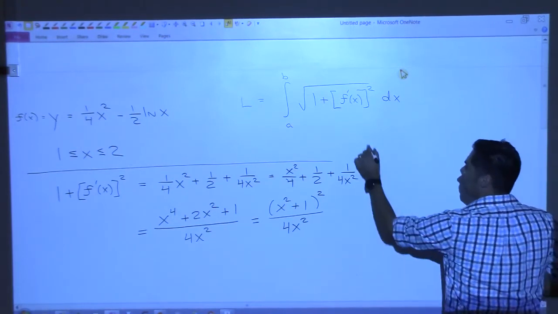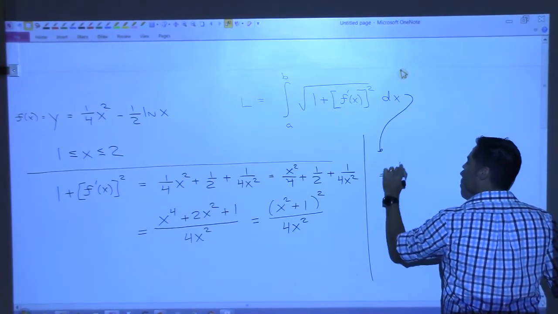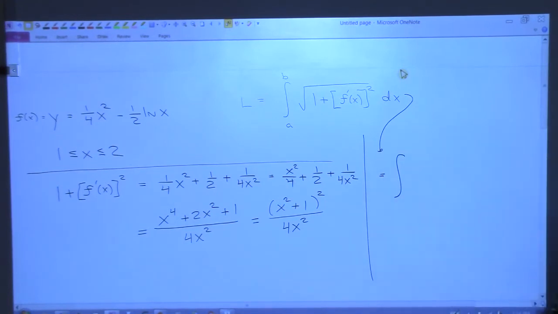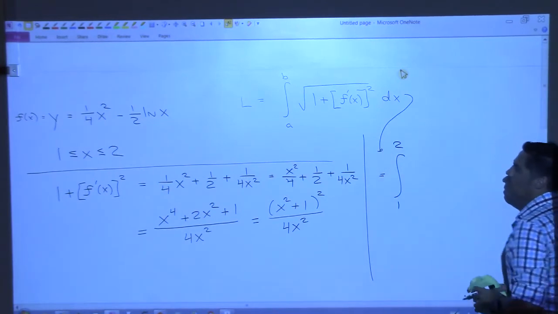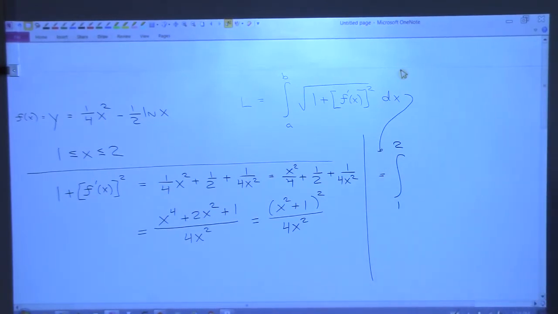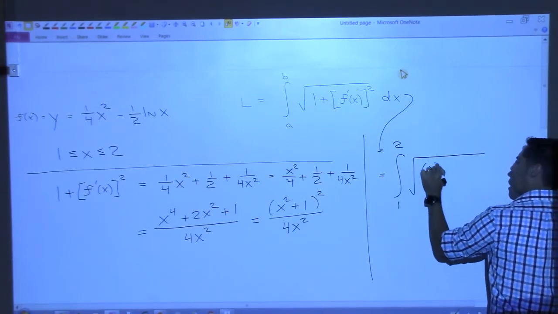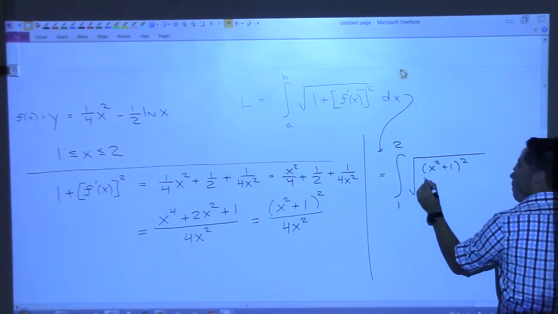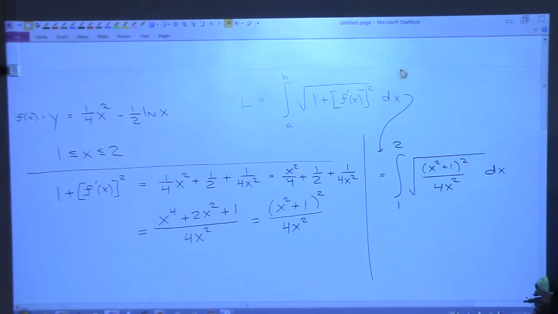So our integral, this right here, is going to be the integral from where to where? 1 to 2. That's given to us, right? 1 to 2. And then we're integrating the square root of x squared plus 1, that quantity squared, over 4x squared dx.